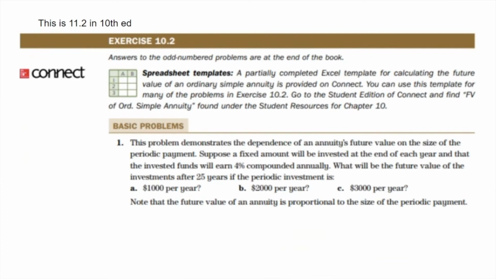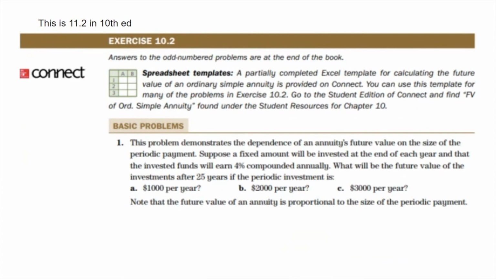Okay, so what's being asked here is for you to do 3 calculations effectively. The first calculation is the payment, PMT, is $1,000. Okay, that's the first thing you're going to do. The other bit of information that we have is that the investment earned 4% compounded annually.